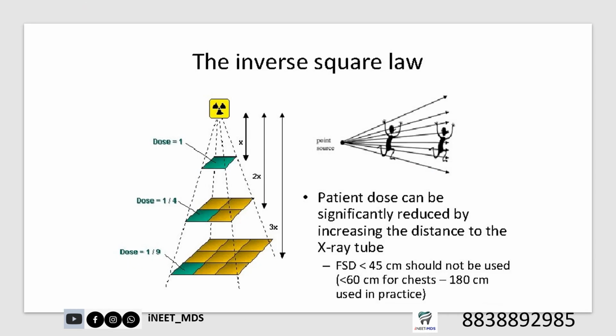And then you should know about the inverse square law: what the inverse square law is and what its significance is. The farther you are from the source, the lesser the intensity of the radiation.